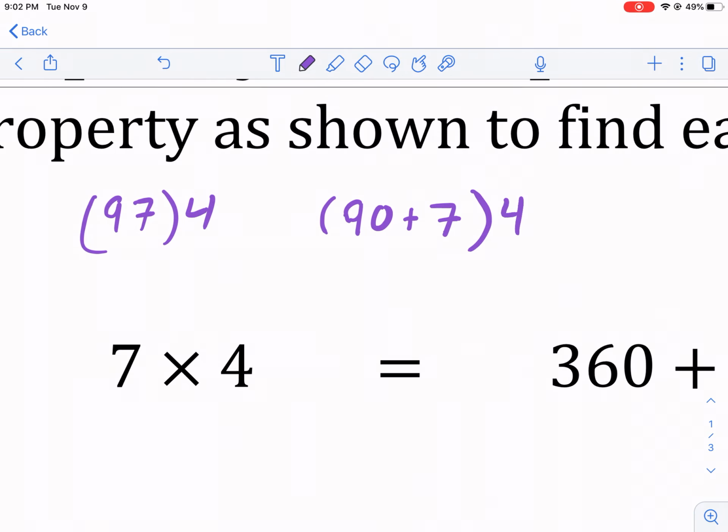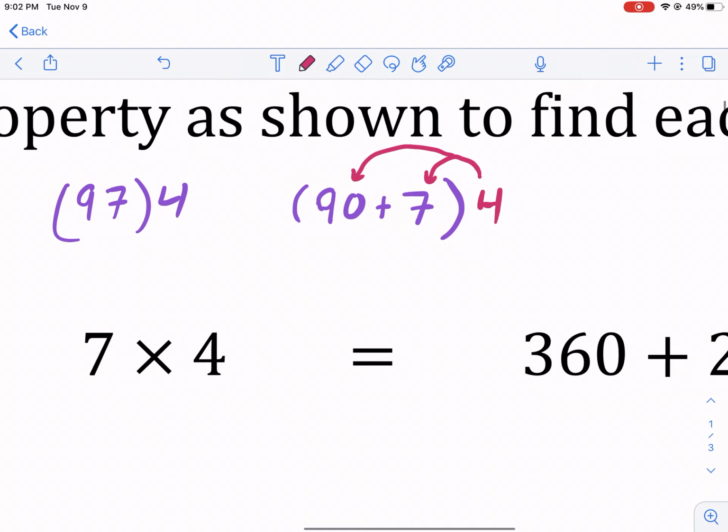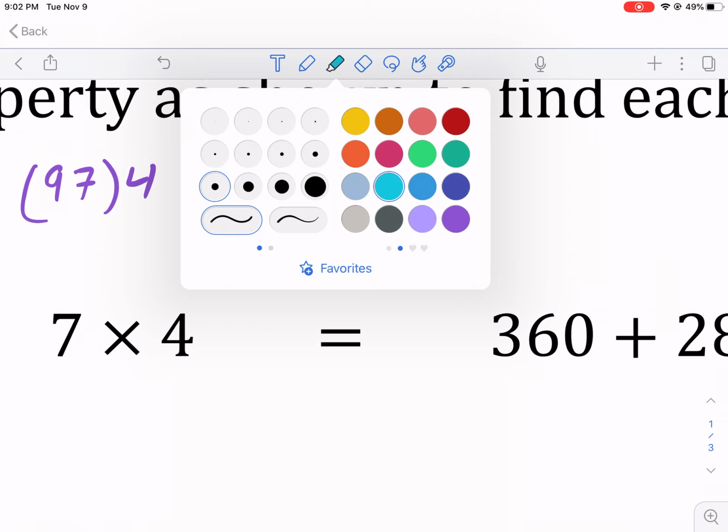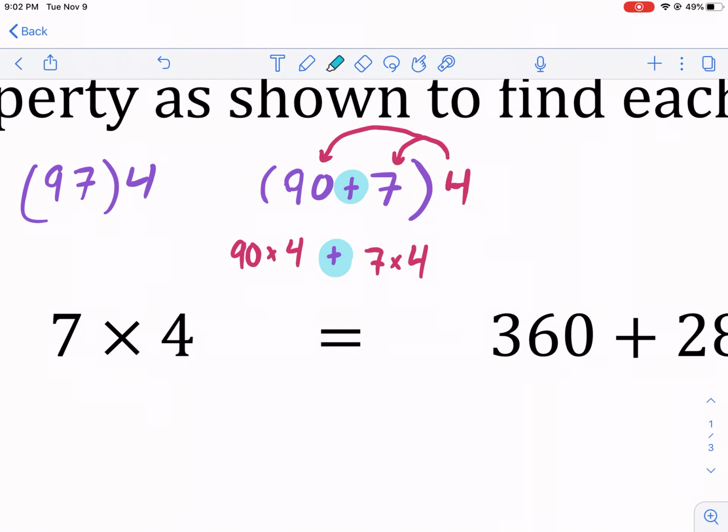Okay, so if we have a number outside and we're multiplying, what you do here, and I'm going to change the color actually. Let's make it this color. What you do is you distribute this to both terms inside. What does that distribution look like? Well, that distribution means that we're going to do 4 times 7 here and also 4 times 90 here. We keep the addition sign in between the same, okay? So if this sign is addition, we're going to keep it addition. Okay, so we keep the addition the same.